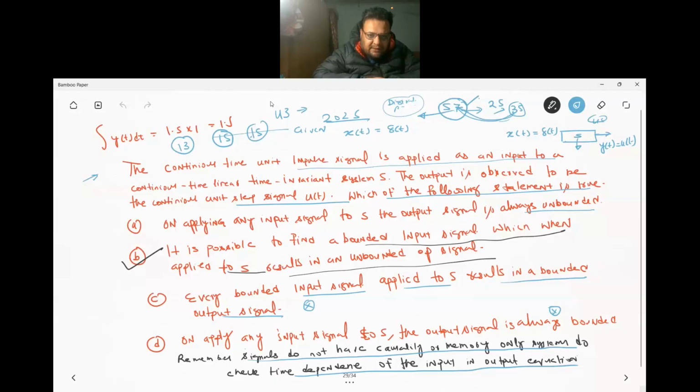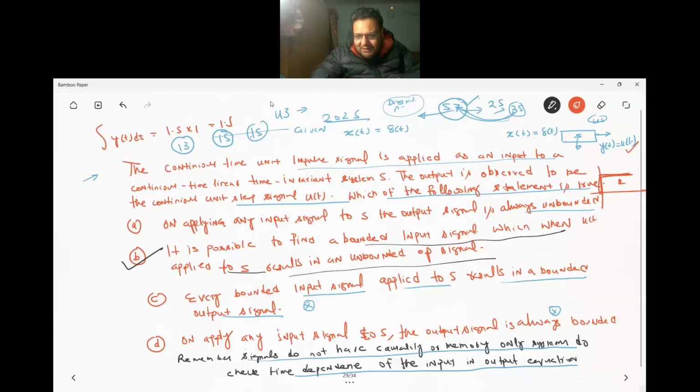It is possible to find a bounded input signal, like your unit step signal is a bounded input signal, which when applied to S gives you an unbounded output signal. So your input signal u of t is bounded, and you are applying this signal and checking. What is the trick that they have used here? The unit step is bounded. See, this signal is a bounded signal. The value is always one.